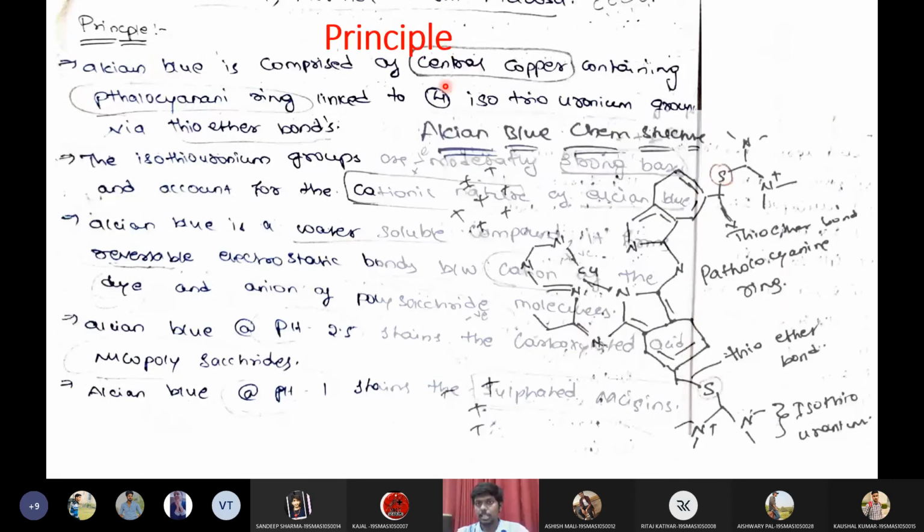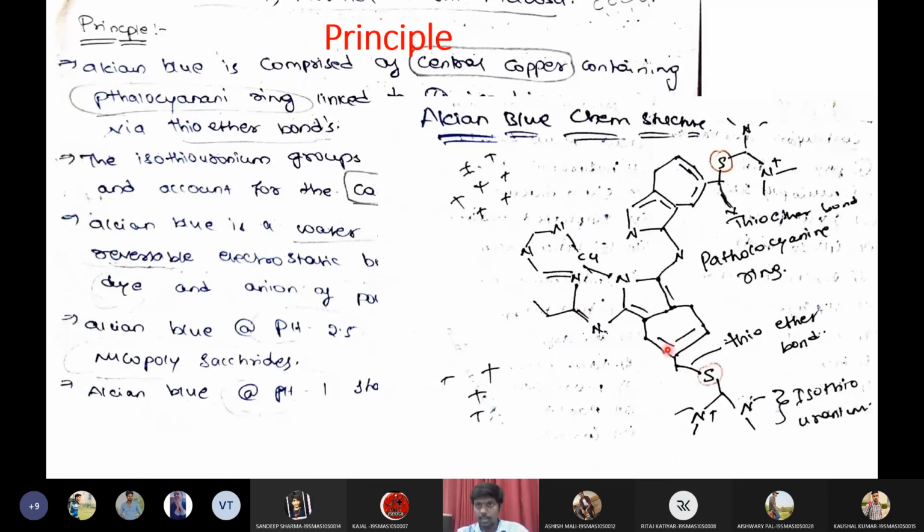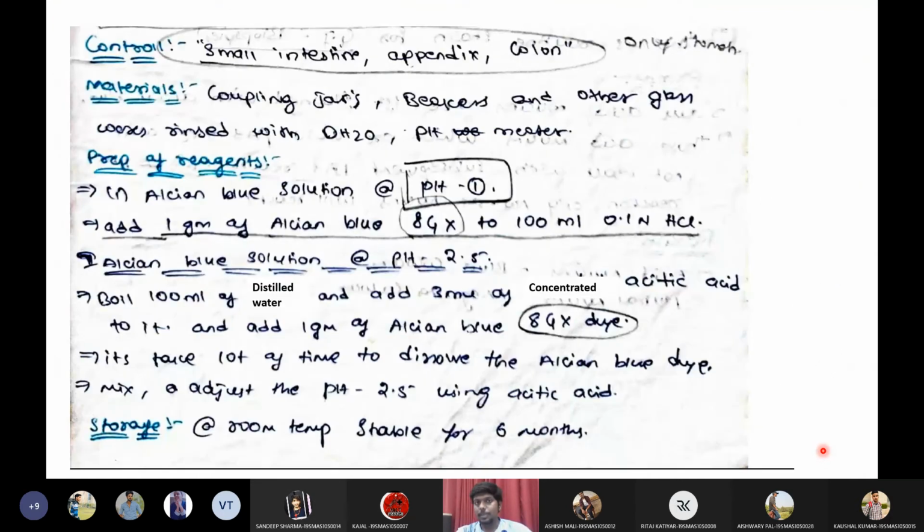Alcian blue stain has a central copper ring with a phthalocyanin ring. It is connected at the four corners of this phthalocyanin ring. It has isothiuranium molecules. These isothiuranium molecules bind to the phthalocyanin ring with thioester bonds, and the isothiuranium molecule binds to the acid mucopolysaccharides via electrostatic bond. Okay, we will prepare two solutions. One is pH 1 and the other one is pH 2.5. For 2.5 we will use acetic acid. For 1 we will use 0.1 normal HCl solution.